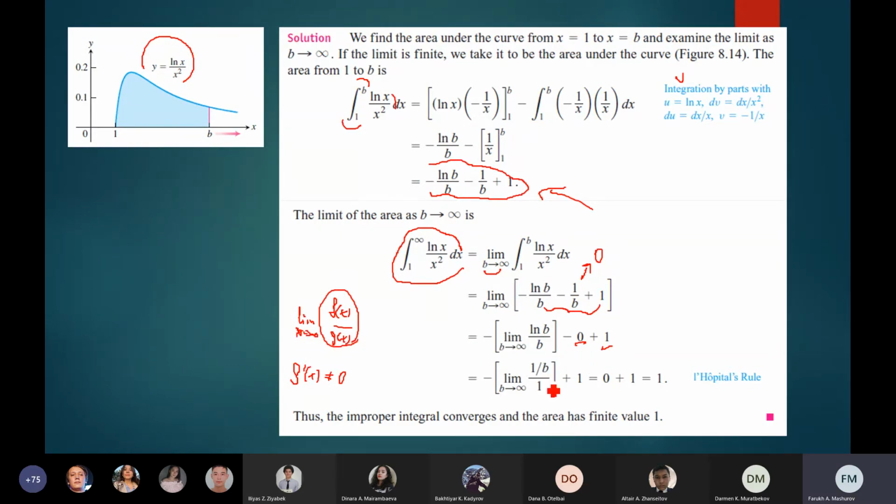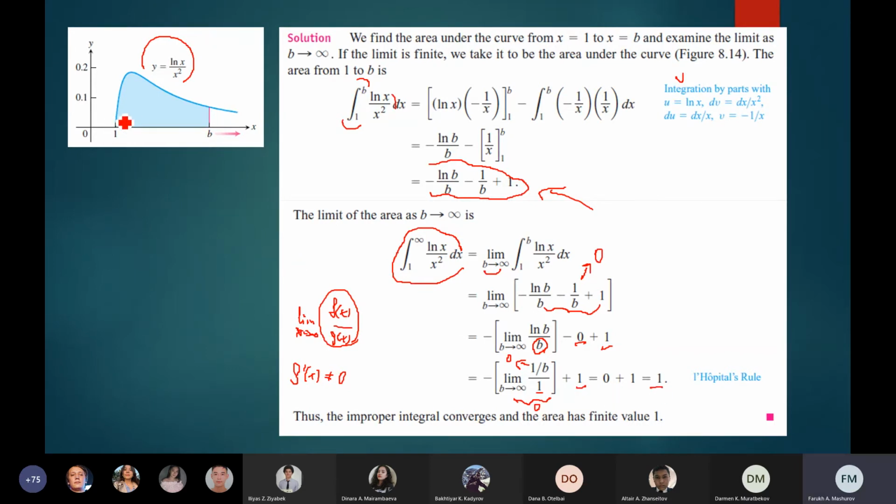Here we just use the L'Hopital rule. It means that we need to firstly find the derivative of b with respect to b, which is equal to 1, and the derivative of ln b with respect to b will be 1 over b. So we just found the derivatives of these two functions, and when we let b approach infinity, this object goes to 0 because 1 over b goes to 0. So it means that this part is equal to 0, and 0 plus 1 will be 1.